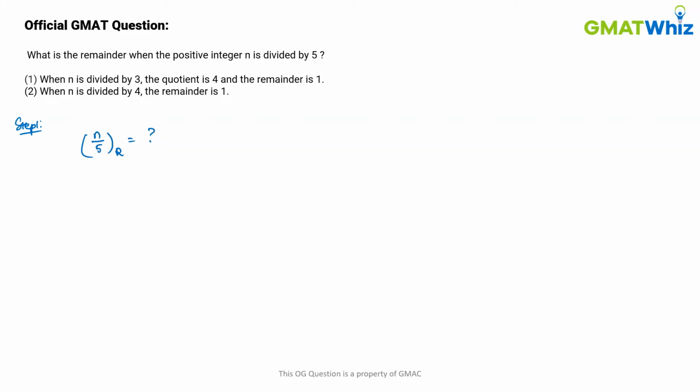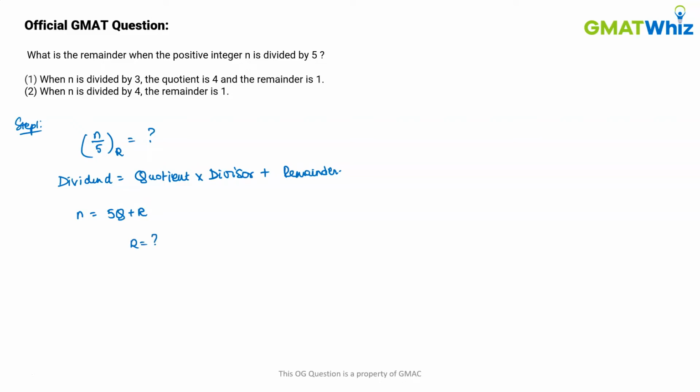And the other way is to write using the relation dividend equals quotient times divisor plus remainder. This is a very important relation because you will be able to solve a lot of questions using this relation. And if we write the given information, we have the relation n is equal to 5q plus r, where we have to find the value of r.